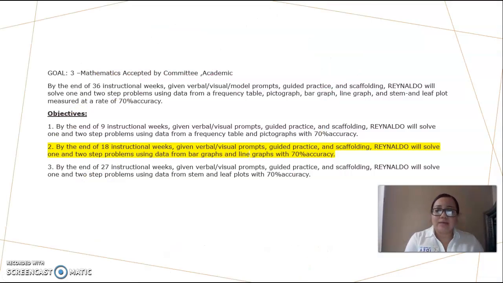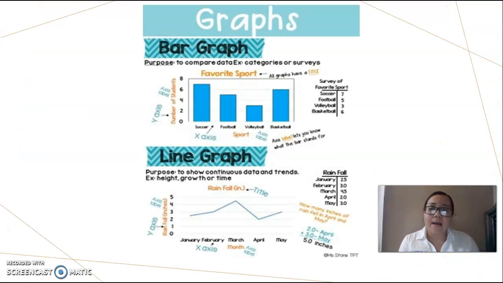So goal number 3 says, by the end of the 18 instructional weeks, given visual or verbal prompts, guided practice, and scaffolding, Reynaldo will solve 1 to 2 step problems using data from bar graphs and line graphs within 70% accuracy. So here is an anchor chart. On the top is a bar graph and it is saying purpose: to compare data, for example categories or surveys.